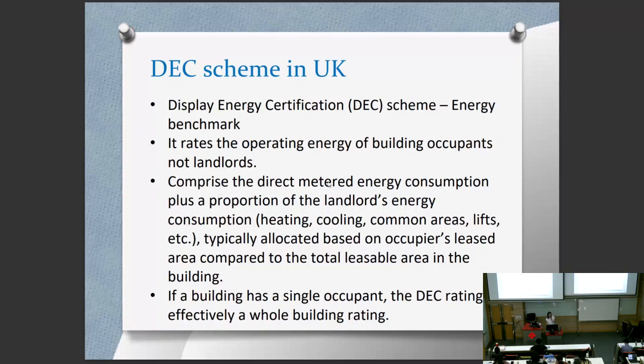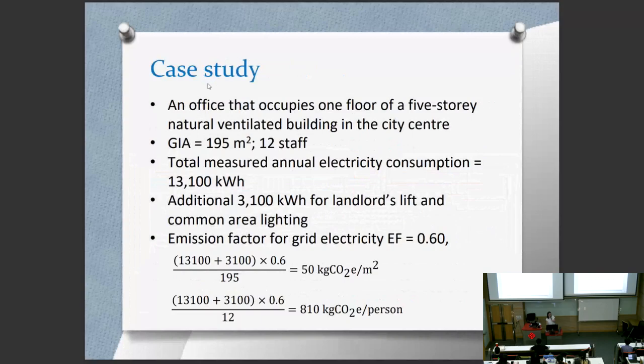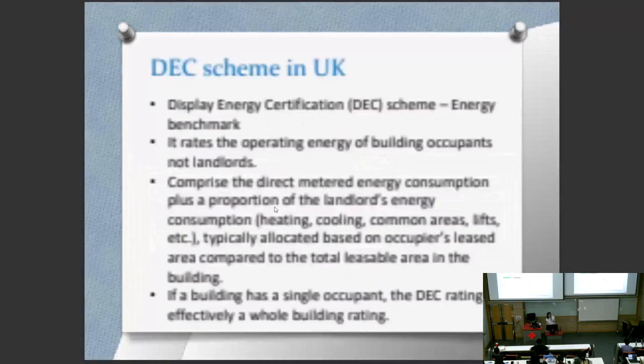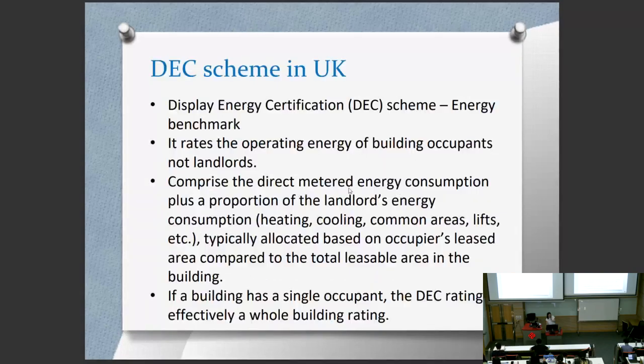The rating comprises the direct meter energy consumption plus a proportion of the landlord's energy consumption, just like in this case study. So this portion is the energy consumption by the tenant, and this part would be a proportion of the landlord's consumption. Maybe the heating or the cooling, the energy consumption in the common area.